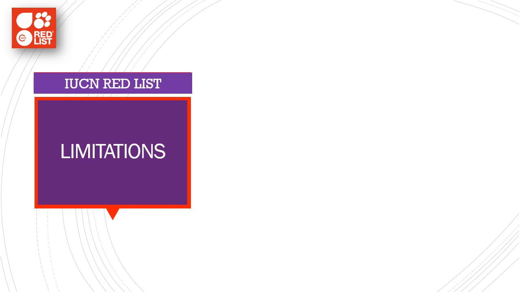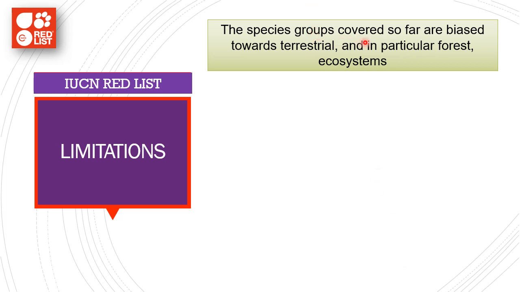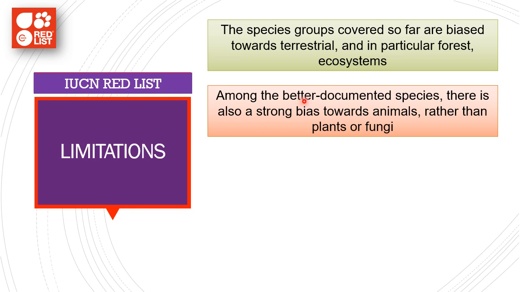Now, there are certain limitations of the red list also. The species groups covered so far are biased towards terrestrial and in particular forest ecosystems. So there has been much less attention paid to the aquatic ecosystems. Among the better documented species again, there is also a strong bias towards animals rather than plants and fungi. Plants and fungi are catching up, but the main focus has been on animals.